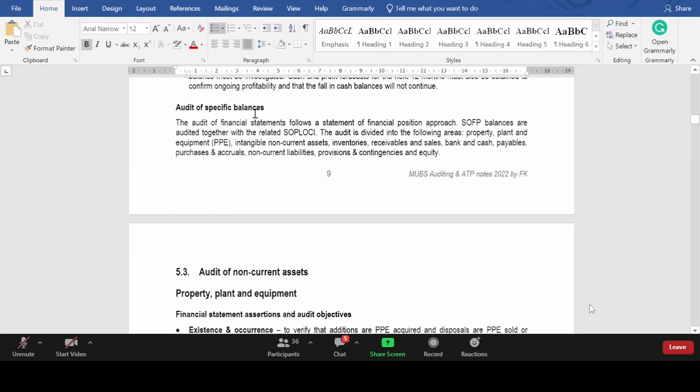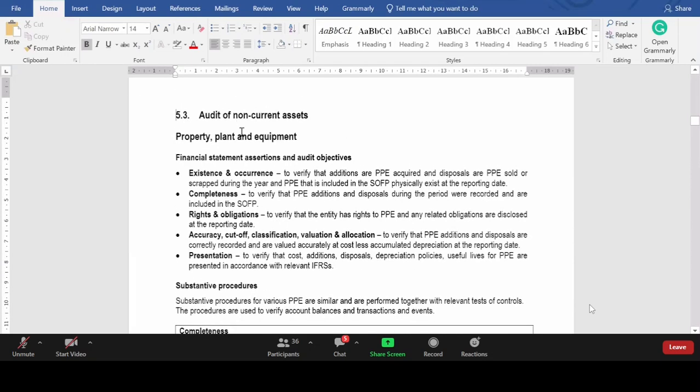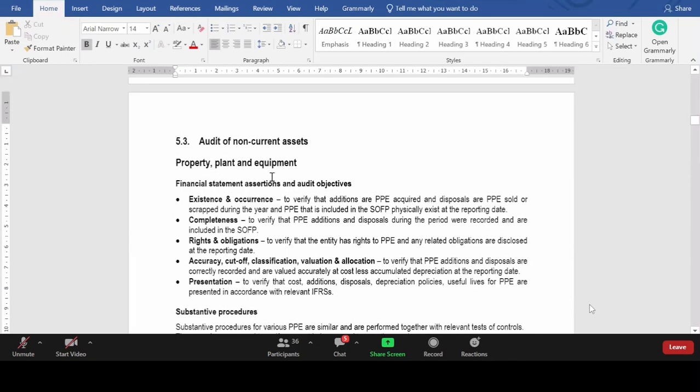Now, audit of non-current assets. So the next time we meet, you're going to start from here, audit of non-current assets.